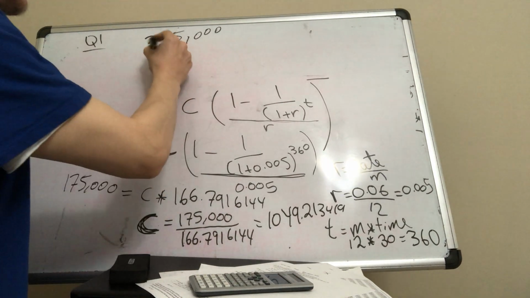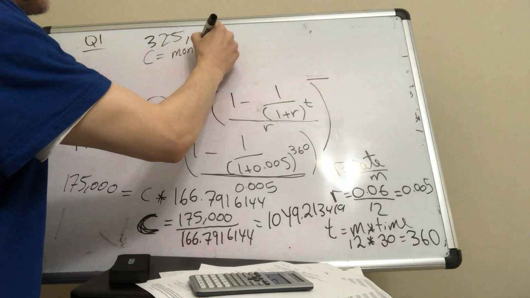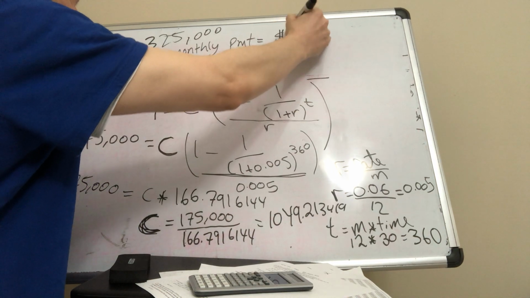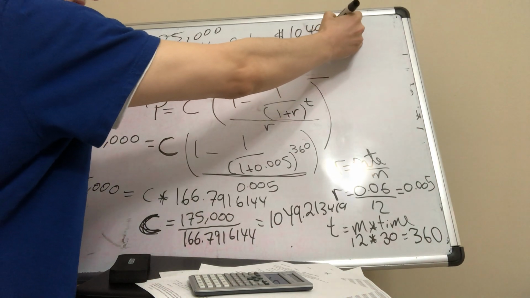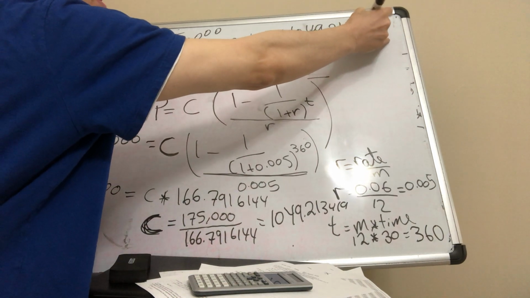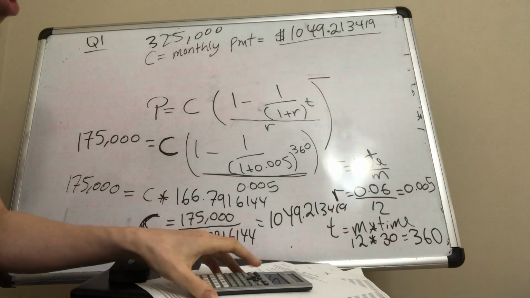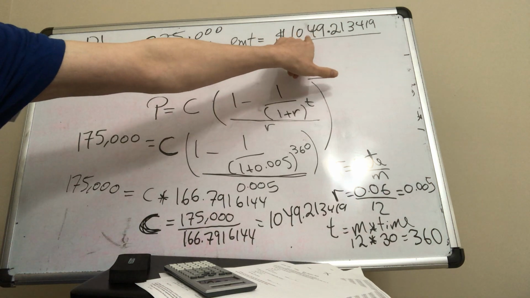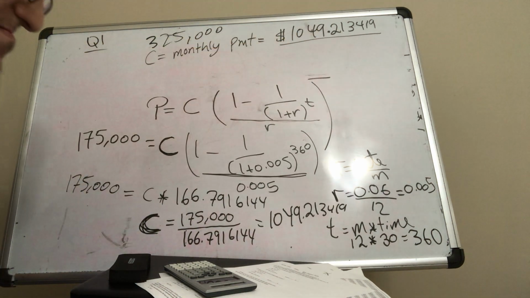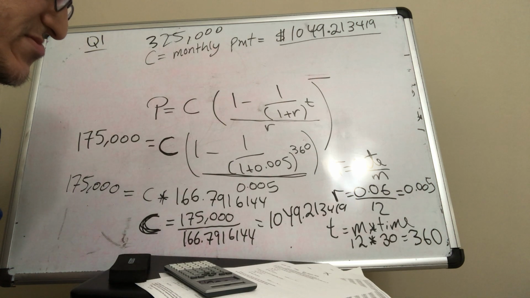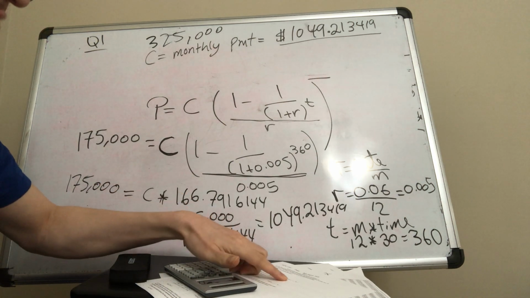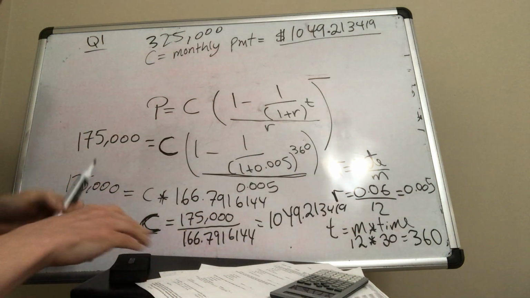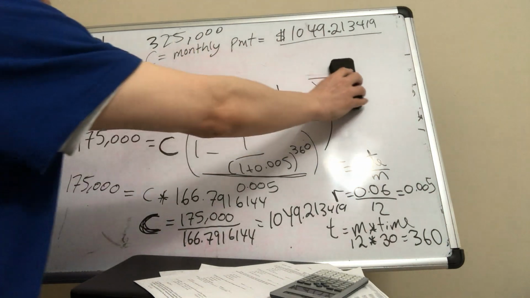So I'm going to write it down. C, the monthly payment, is $1,049.213419. If you look at the answers, A is the same answer, but they put a 40 instead of 04, I guess to confuse people. But the right answer is D, none of the above. Okay. So this is for the first question.